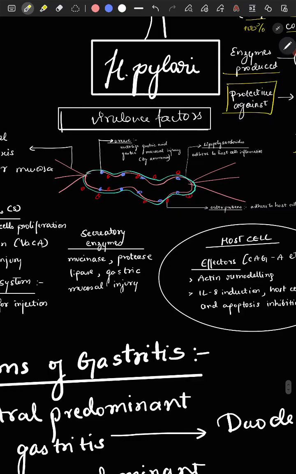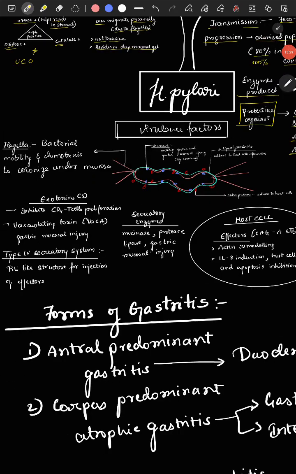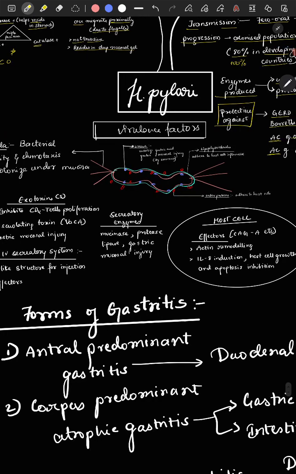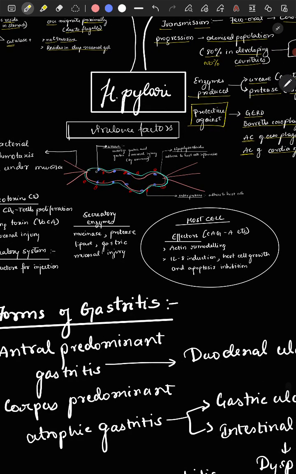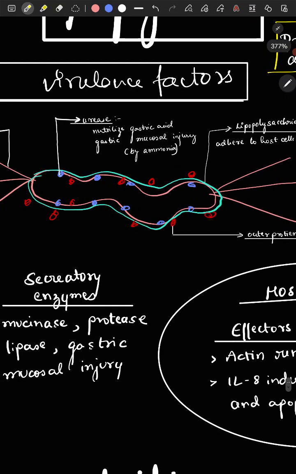The virulence factors. Flagella are responsible for bacterial motility and chemotaxis to colonize under the mucosa. Urease enzymes neutralize the gastric acid, and cause gastric mucosal injury by secreting ammonia.